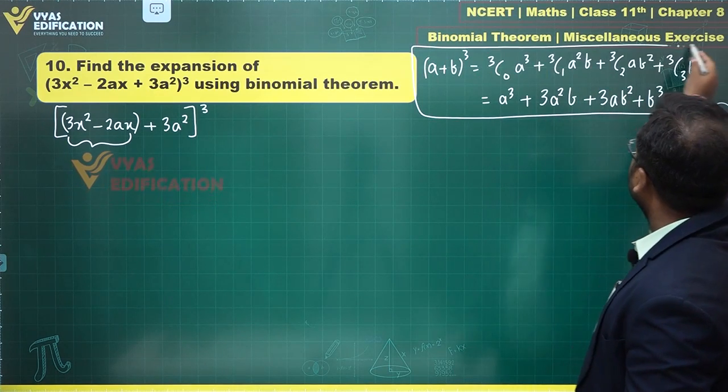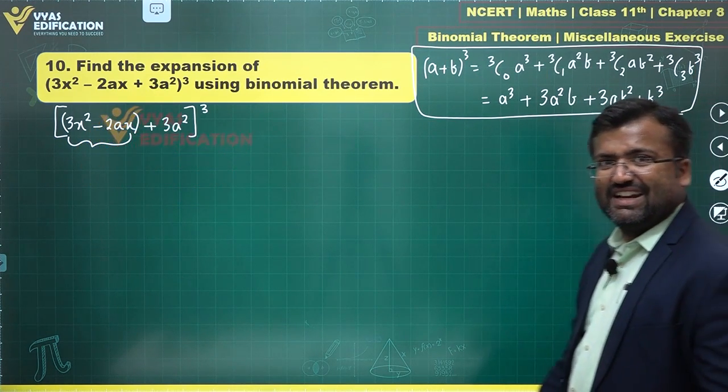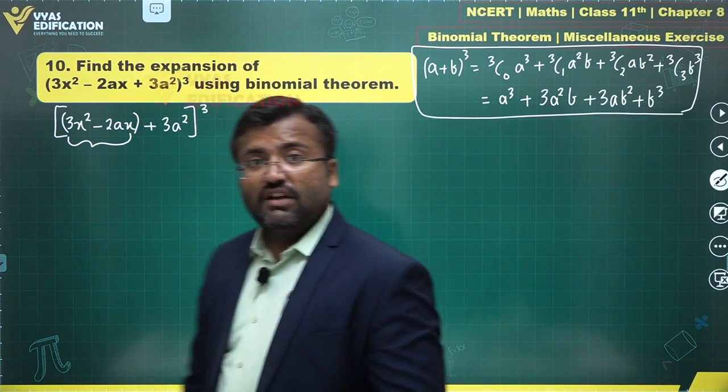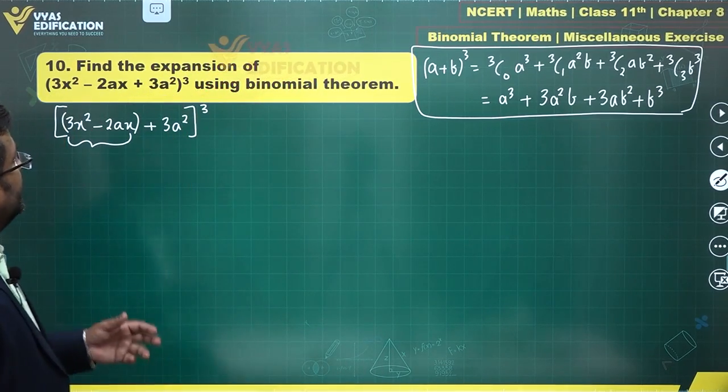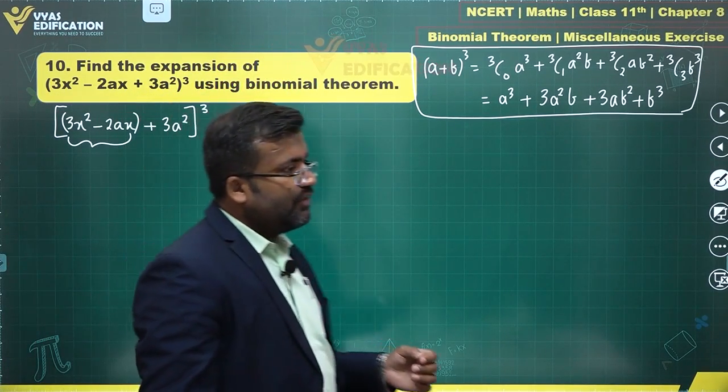Why not use this directly? Obviously we'll use this directly, right? Since we know this, we'll use that directly. Now how do we go about doing that? This is a, this is b, and whole power 3.